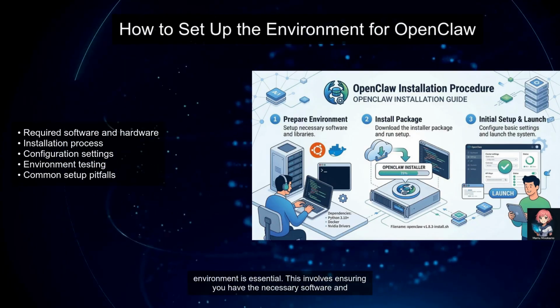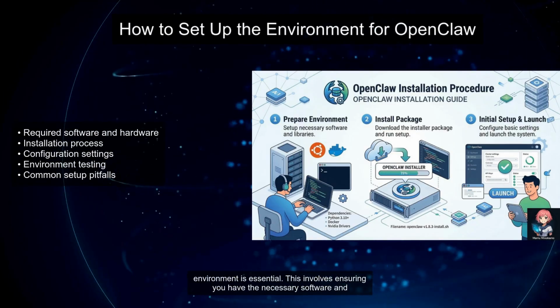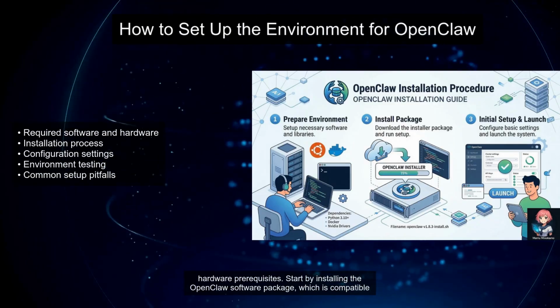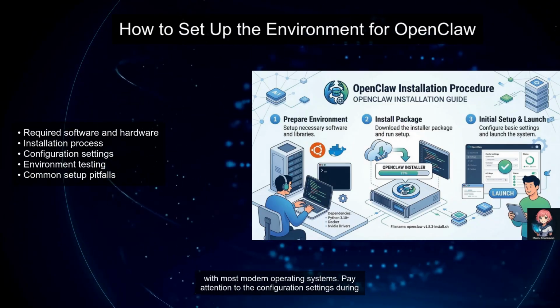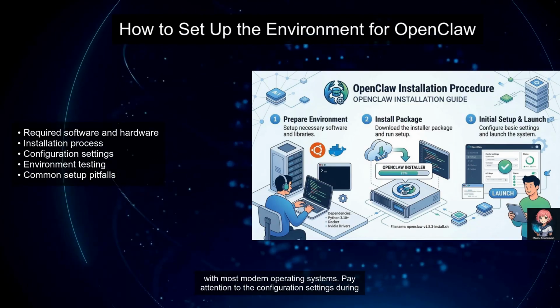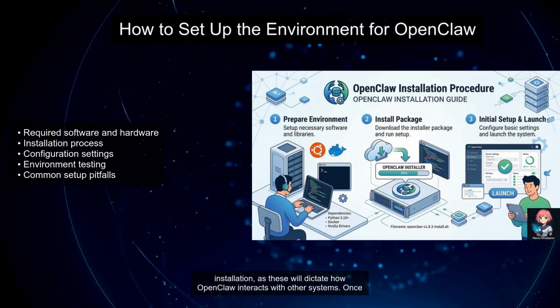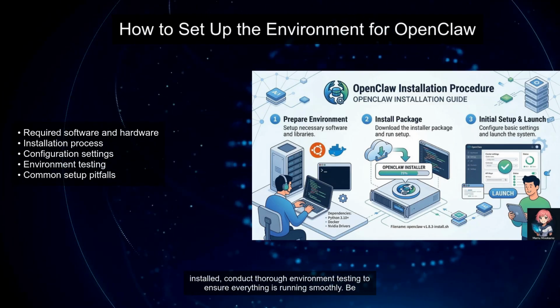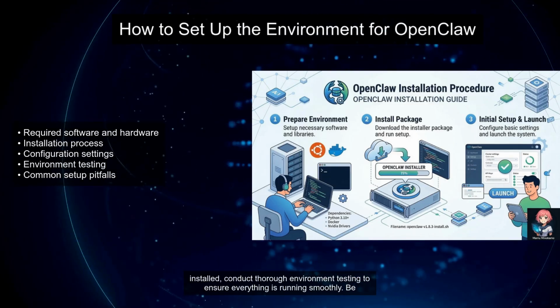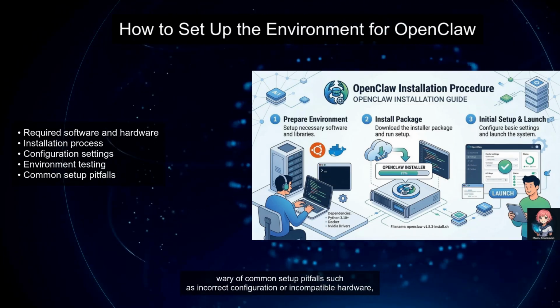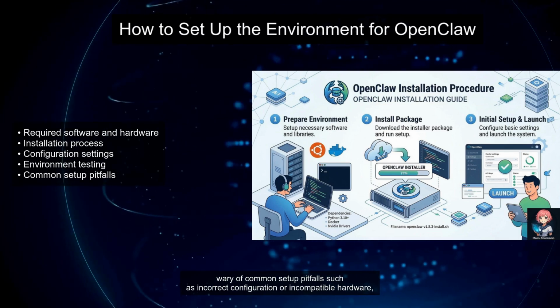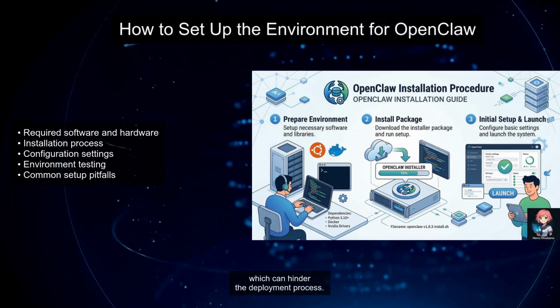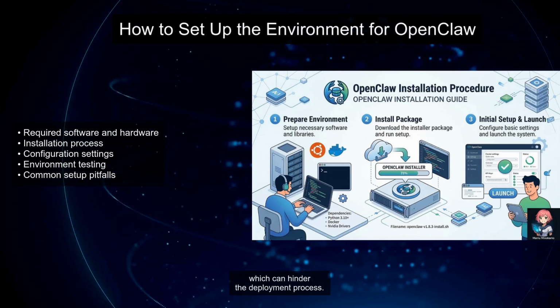This involves ensuring you have the necessary software and hardware prerequisites. Start by installing the OpenClaw software package, which is compatible with most modern operating systems. Pay attention to the configuration settings during installation, as these will dictate how OpenClaw interacts with other systems. Once installed, conduct thorough environment testing to ensure everything is running smoothly. Be wary of common setup pitfalls such as incorrect configuration or incompatible hardware, which can hinder the deployment process.